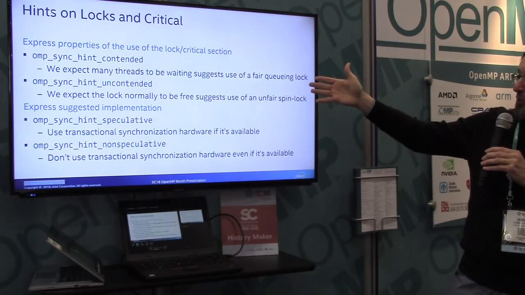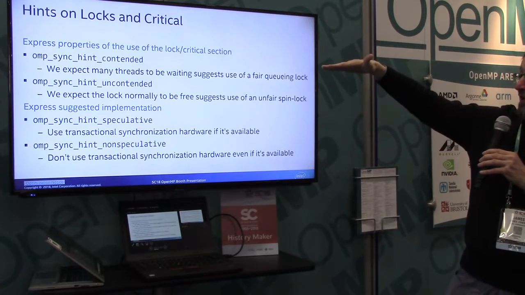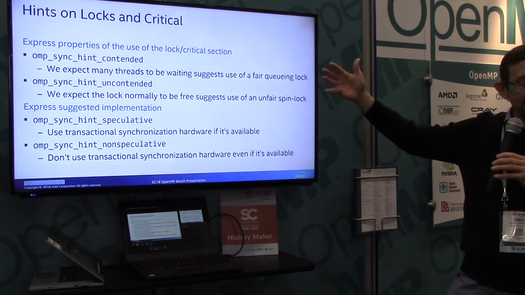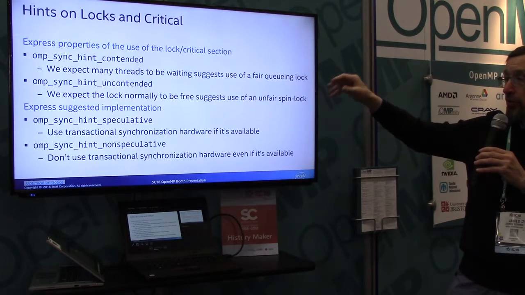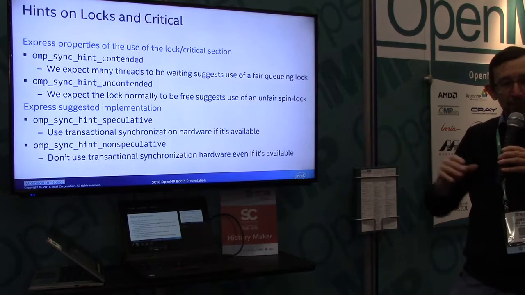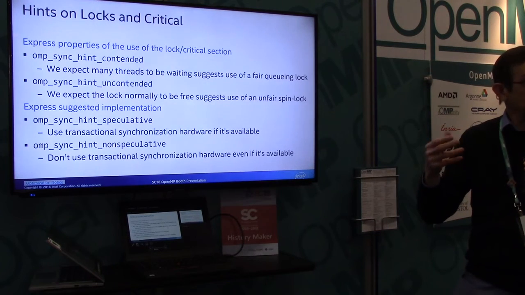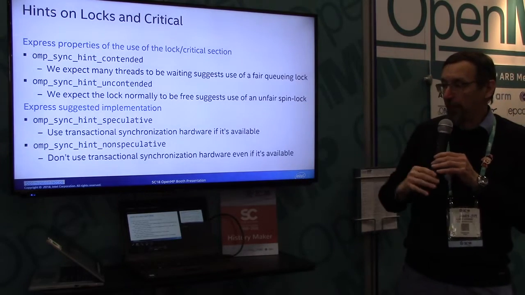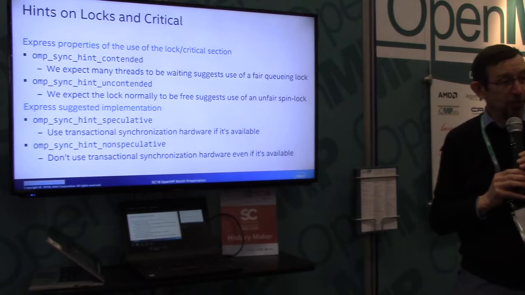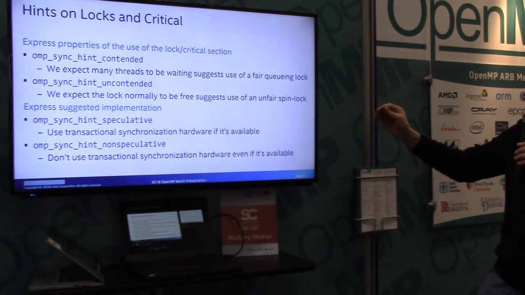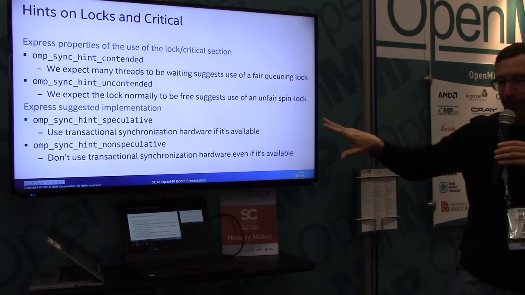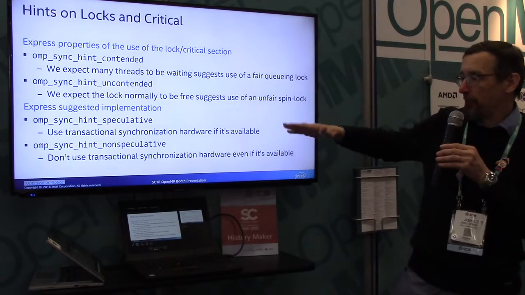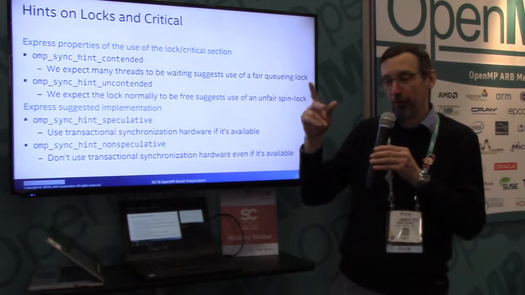So you're expressing properties of the lock and the critical section. Contended, you're expecting many threads to be waiting, so it's kind of suggesting to the runtime that maybe a fair queuing lock is a good thing to use. Uncontended, we don't expect many threads to be arriving here at the same time, so therefore use an unfair spin lock. And we can also hint to use speculation, which would be TSX on the Intel machines and IBM's hardware implementation, or to say don't ever use speculation. Right. Actually, it's unlikely that you would use speculation without being hinted to do that, but you can say both things.